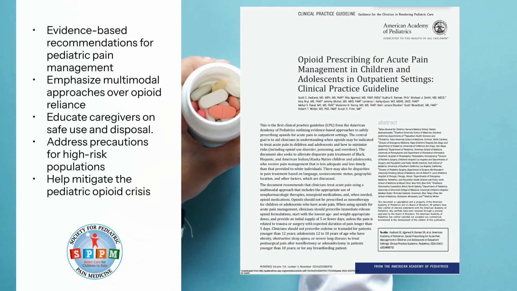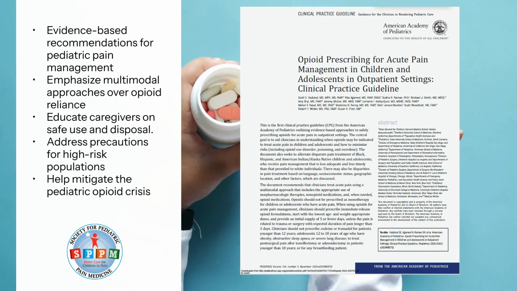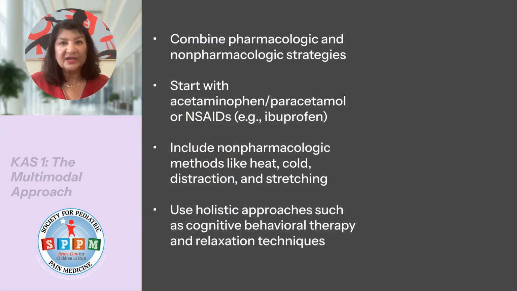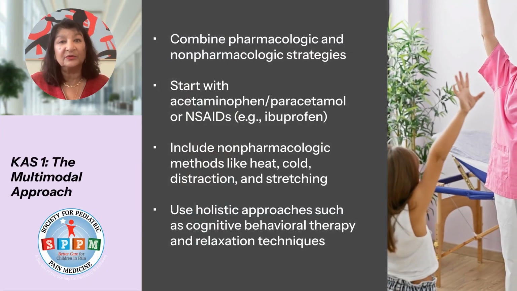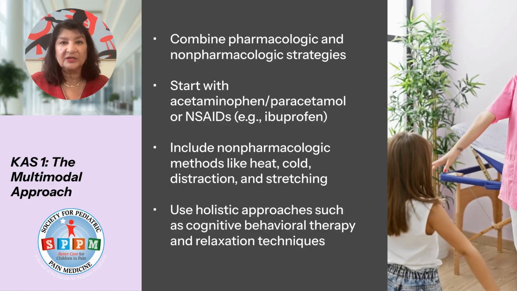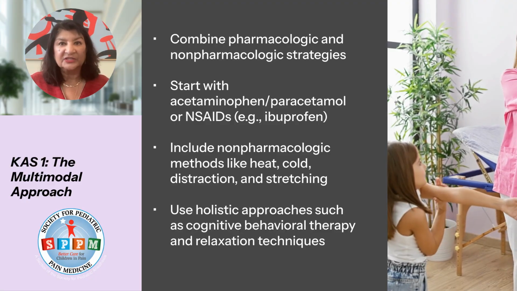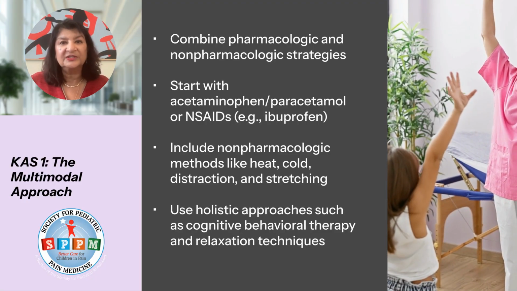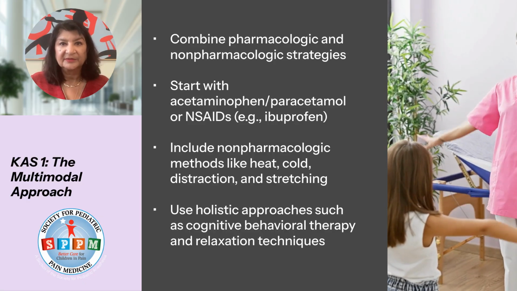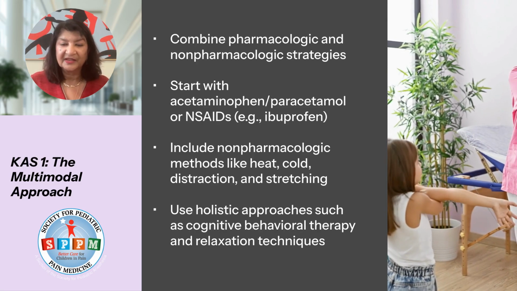In this episode, we'll review the key action statements, or KAS, from these groundbreaking guidelines designed to enhance patient care and safety for all providers prescribing opioids to children. Key Action Statement 1 focuses on using a multimodal approach to treat acute pain. Start with medications like acetaminophen or nonsteroidal anti-inflammatory drugs and incorporate non-pharmacologic strategies such as heat, cold, stretching, or distraction. Holistic therapies like cognitive behavioral therapy and relaxation can also enhance pain management for a comprehensive and effective approach.